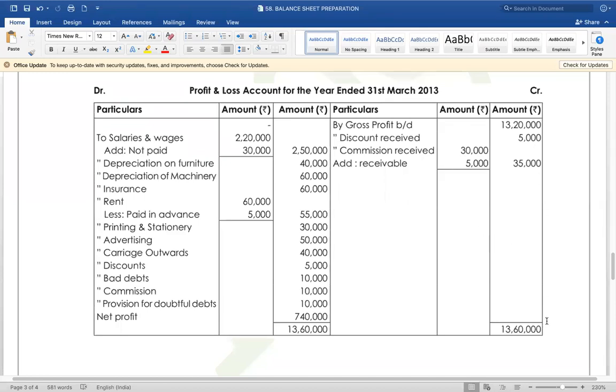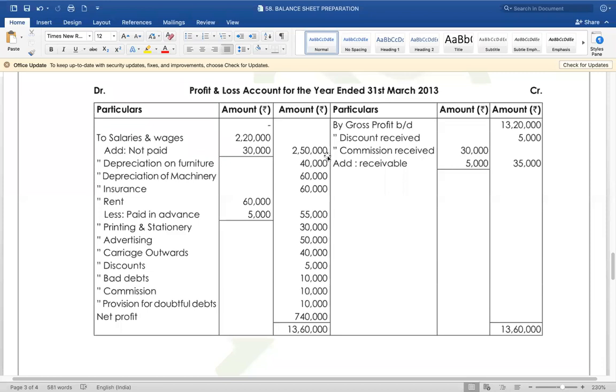So the total is 13,60,000, and this is the highest total for this problem. So you drop that total on both the sides. 13,60,000 on the debit side also. And if you take the total 250 plus 40 plus 60 plus 60 plus 55 plus 30 plus 50 plus 40, 5, 10, 10, 10, all put together, you will get a total.